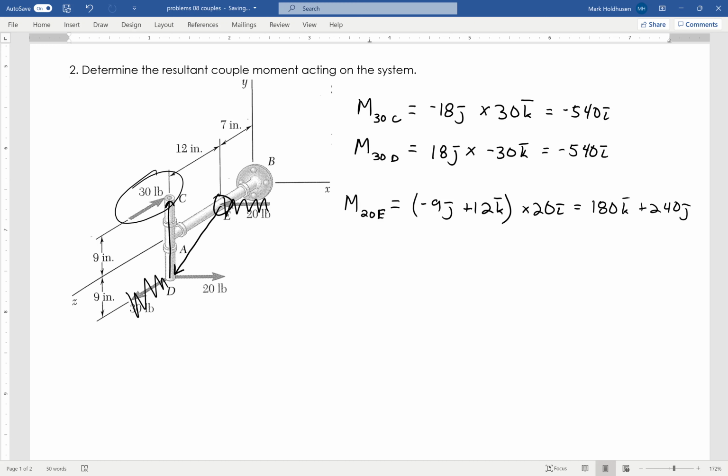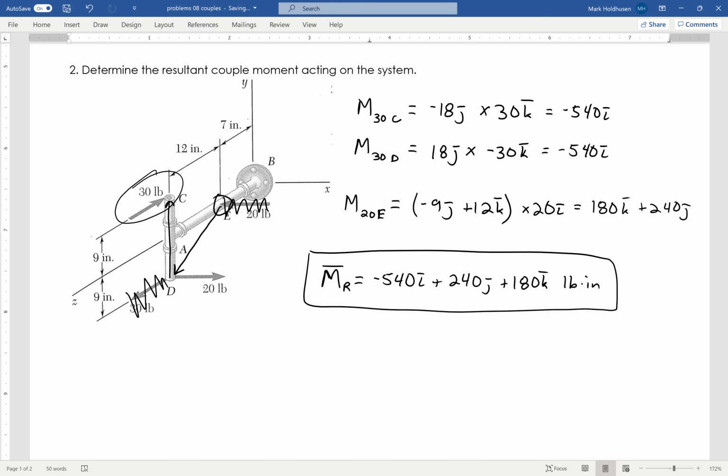Now all I need to do is I've got the couple moment of the 30, couple moment of the 20, I just add them together. Again, it's a free vector. I can choose different points for either one. I get the same answer either way, so just treat them independently, then add them together. And all I'm left with then is negative 540i, just adding my i's, j's, and k's together, 240j plus 180k. That's the total moment of those couples. Okay, and again, the location doesn't matter, so break them apart, do them independently, choose the easiest way to calculate it, and then just add them together.